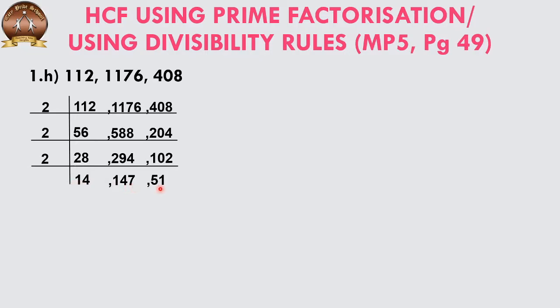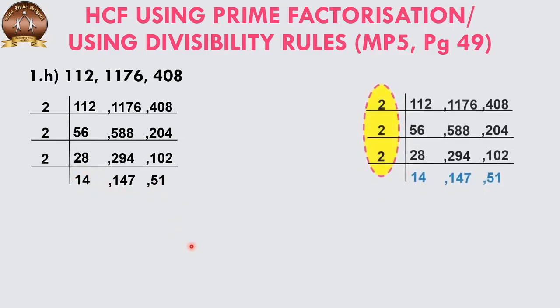Now here very clearly you can see that 14 is an even number, so it can only be divided by 2 and 7, while 147 can be divided by 7 and 51 cannot be divided by either of these numbers. It is divisible by 3. So we do not have any further factor which is common to the three. We have reached a point where we are not going to get any common factors.